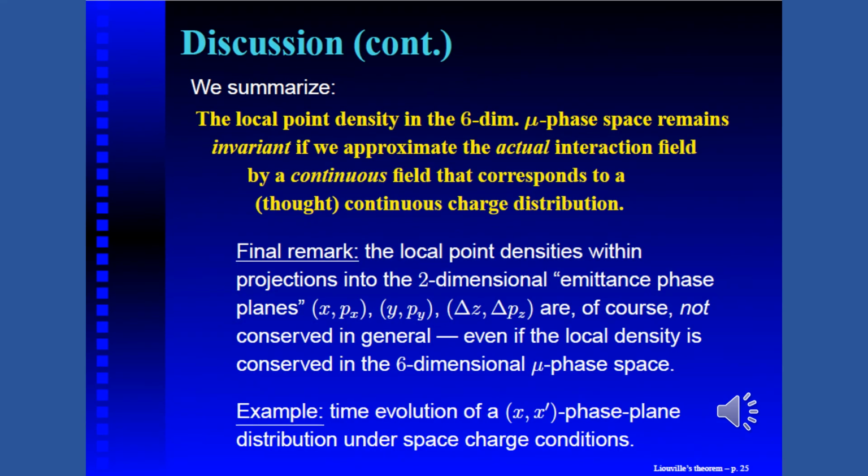Now we summarize the topic. The local point density in the six-dimensional mu phase space remains invariant if we approximate the actual interaction field by a continuous field that corresponds to a thought continuous charge distribution. Final remark: the local point density within the projections into the two-dimensional emittance phase planes x-px, y-py, z-pz are of course not conserved in general, even if the local density is conserved in the six-dimensional mu phase space.